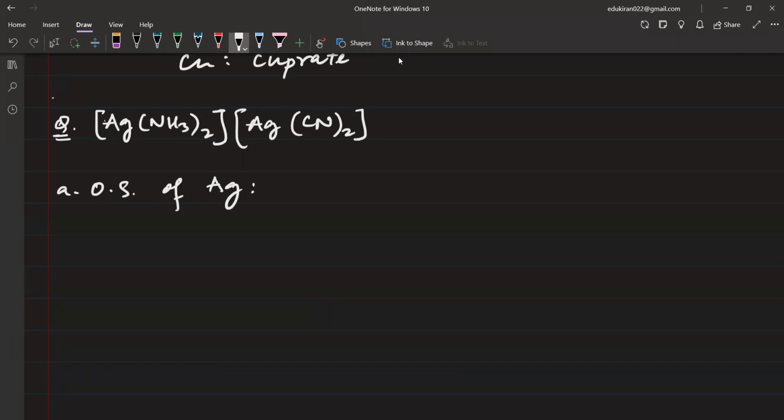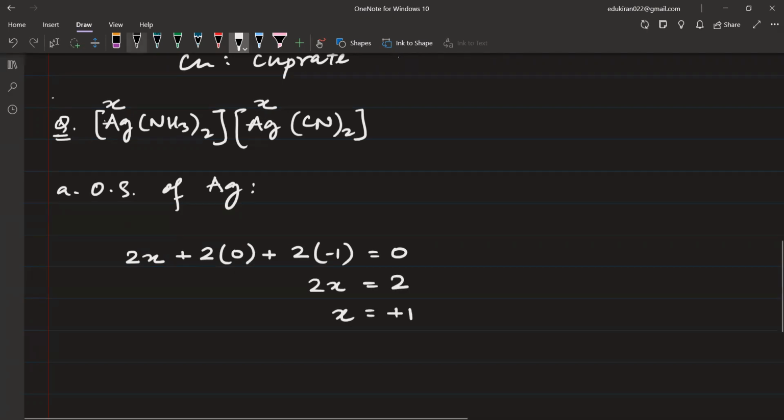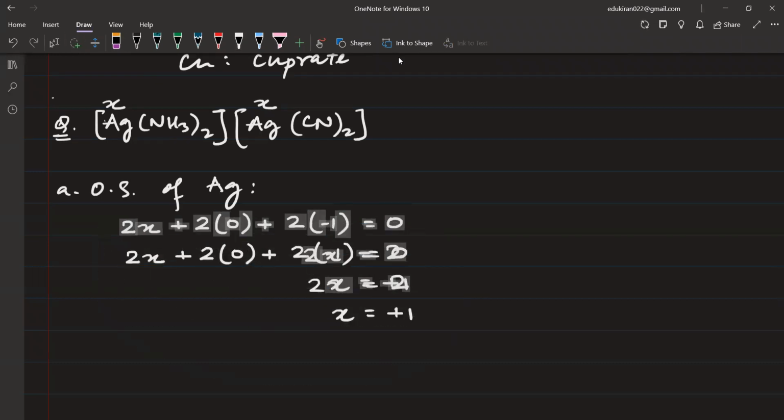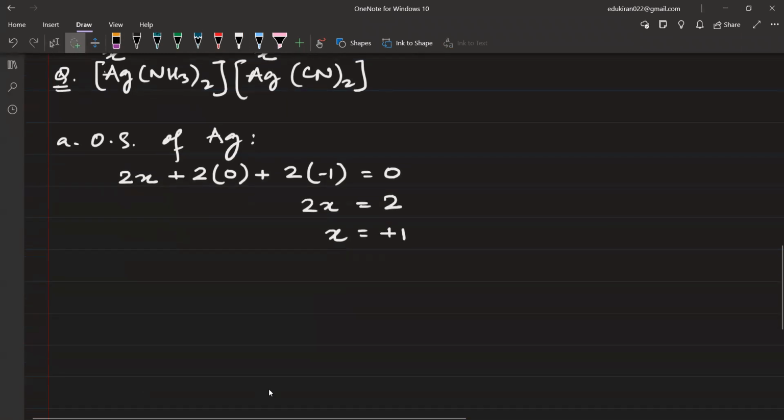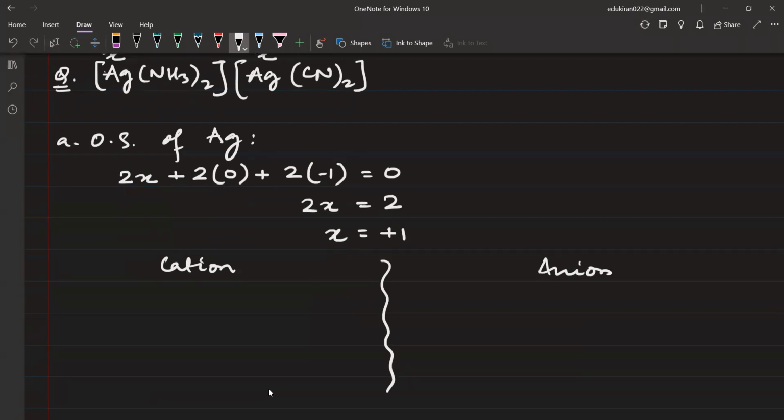Ag. So since we have 2 Ag, this will be X, this will also be X, this will be 2X. Then plus 2 into 0 because of NH3, plus for CN we are going to write 2 into -1, is going to be 0. Now 2X will be equal to 2, X will be equal to +1. So +1 is my oxidation state. Now once you have found the oxidation state, then you are going to write the ligands for cation and anion and also the metal. So from here you will write about cation and here you will write about anion. So cation is this part, which is written first, and this is the anion, which is written later.